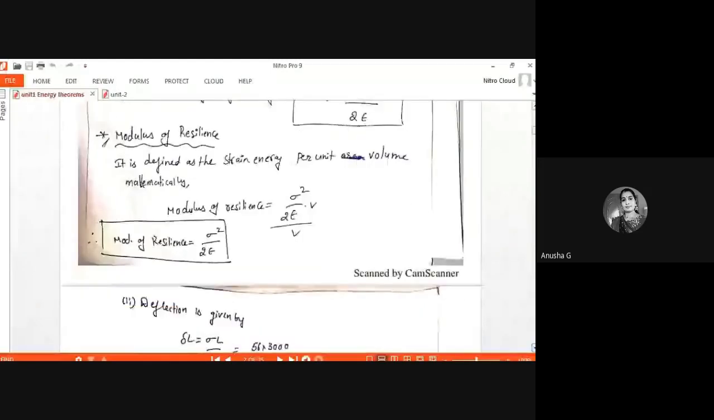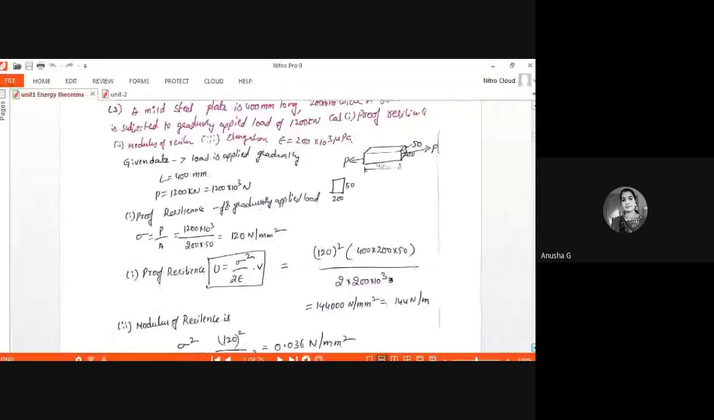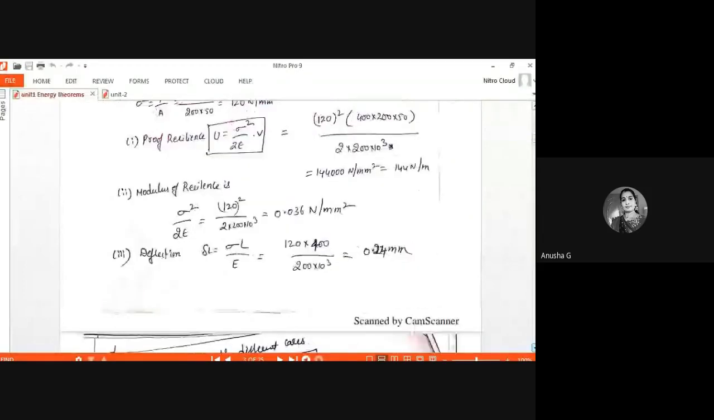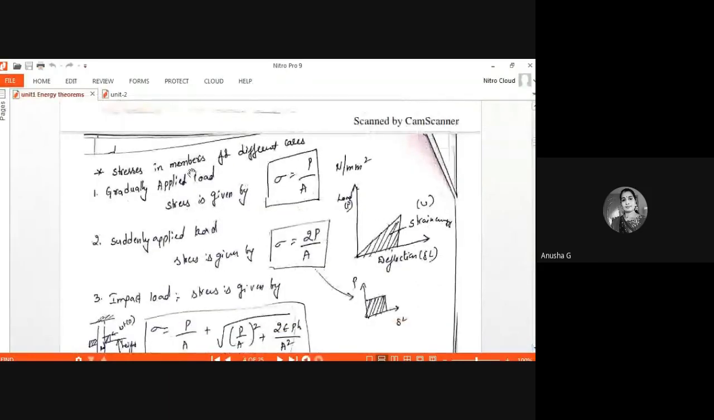Again, I will show you the different types of loads that have to be observed here. The stresses in the members for different loads. Now observe the stresses in members for different cases. There are 3 cases we've already seen according to our definition of the strain energy. First one is the gradually applied load. All of you observe here, the diagram for the gradually applied load is this one.